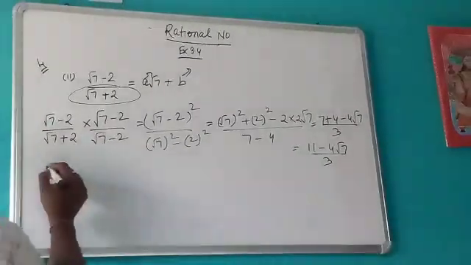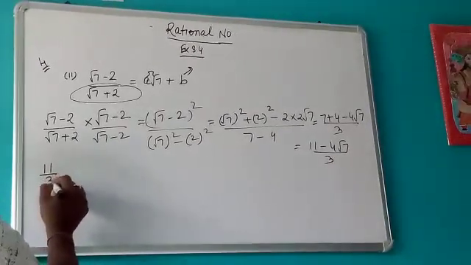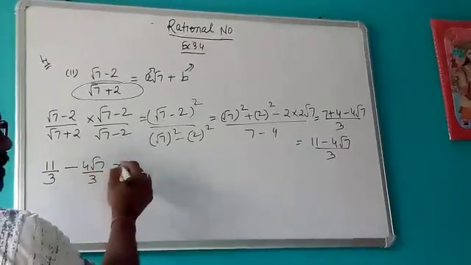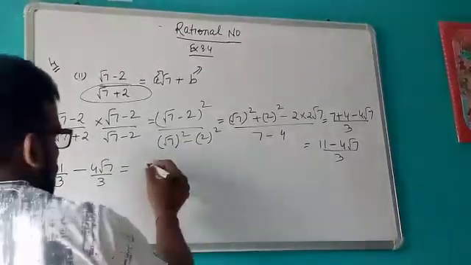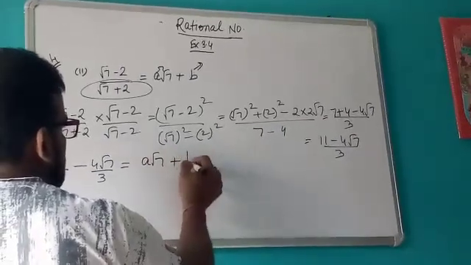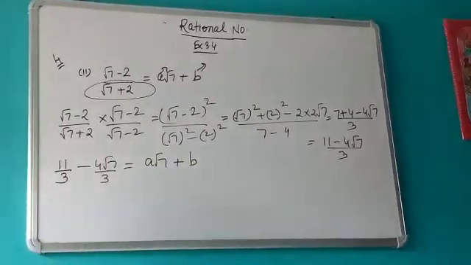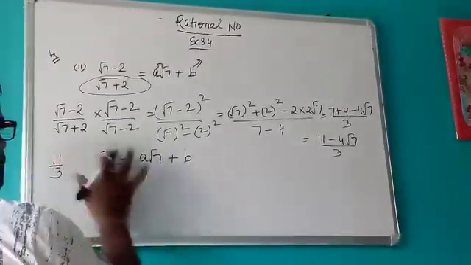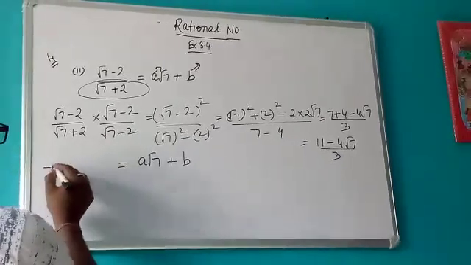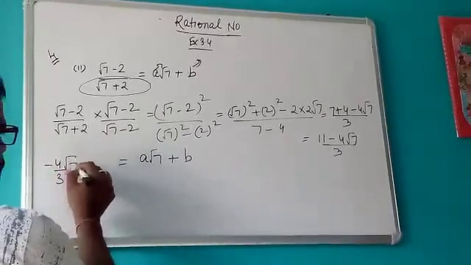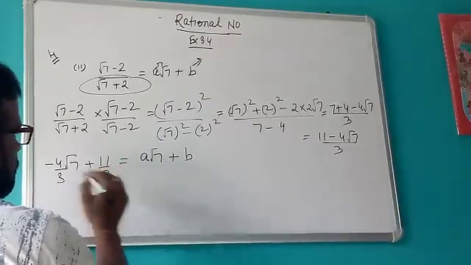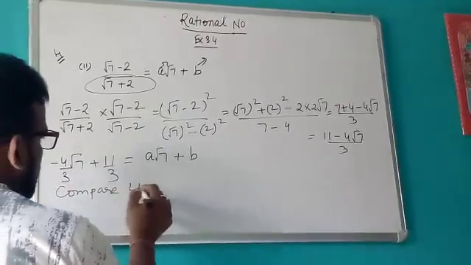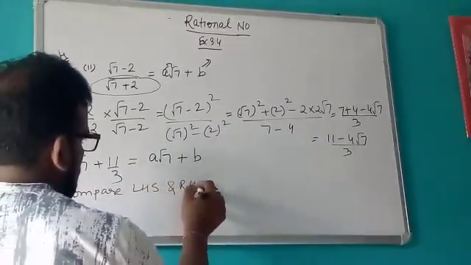Okay, now we will compare it, and we will write it like this: 11 upon 3 minus 4 root 7 upon 3 equal to a root 7 plus b. Let's rearrange these terms like this. We will write it like this: minus 4 upon 3 root 7 plus 11 upon 3. So when you compare LHS and RHS, what will you get?